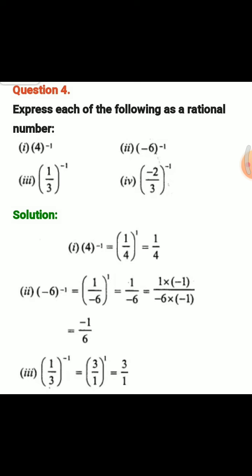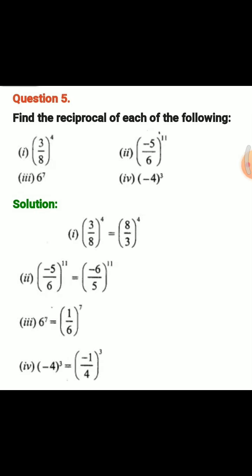Next is minus 6 power minus 1. So 1 by minus 6 power 1. After that you multiply by minus 1. So the answer will be minus 1 by 6. Okay student. Next, 1 by 3 power minus 1. So 3 power minus 1 is 3 power 1. So the answer will be 3 by 1. Next question you do yourself.